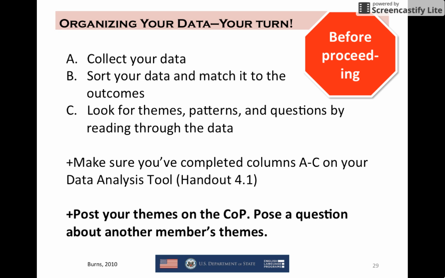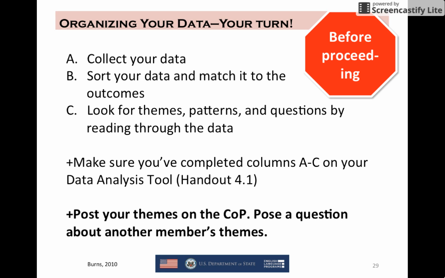At this point, we're going to stop. Now it's your turn to organize your data. So you need to go through these 3 steps. A, collect your data. B, sort your data and match it to the desired outcomes you have for your students. And C, look for themes, patterns, and questions by reading through the data.